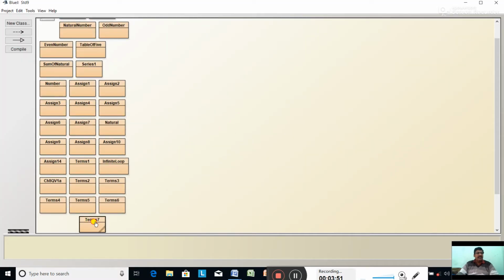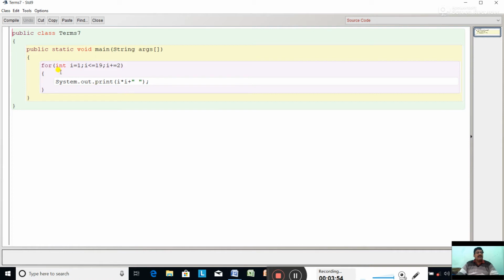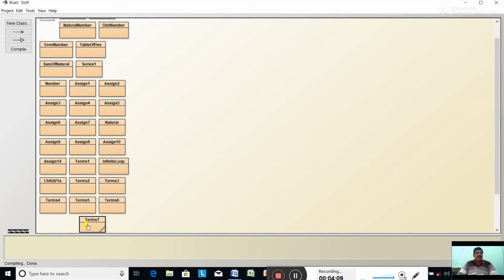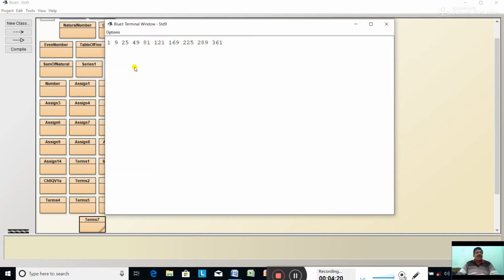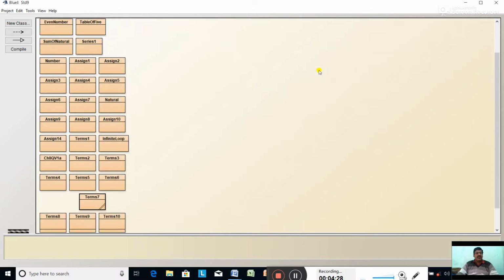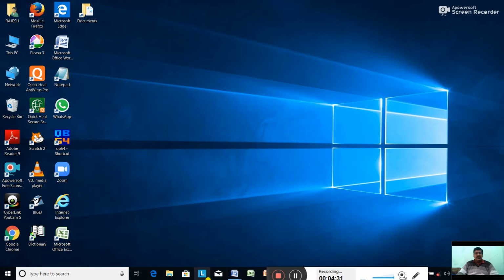Term 7. See, int i equal to 1, i less than or equal to 19, i plus equal to 2. System.out.print i into i. Compile. No syntax error. Get the output. And the output is 1, 9, 25, 49, 81, 121 till 361. Okay, same output.